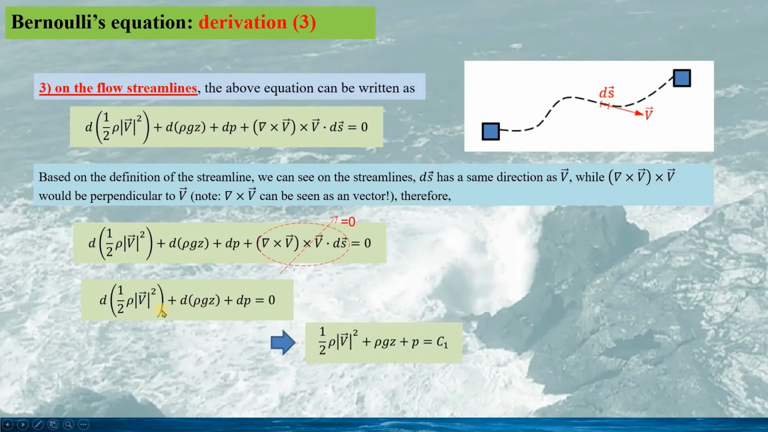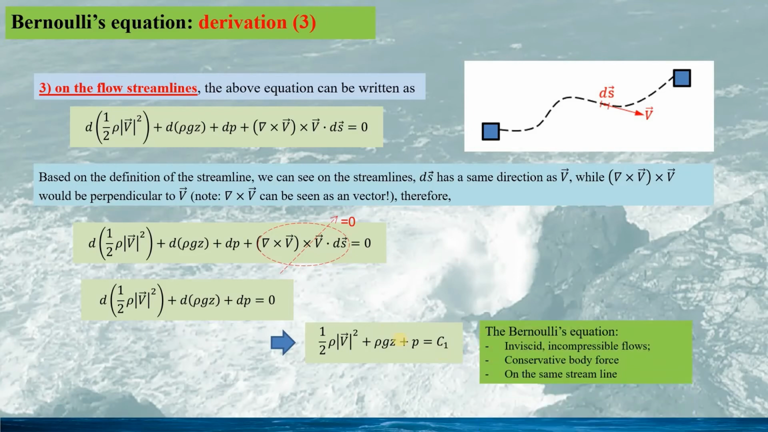And obviously, we can integrate this equation and obtain the relation as this. Here, C1 is the integral constant, which can be decided for different situations. So we can see that for the general Bernoulli's equation, the flow must be inviscid, incompressible, and the body force must be conservative, and Bernoulli's equation is valid only on the same streamline.